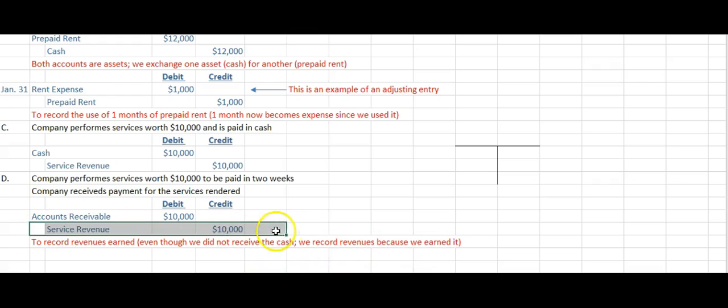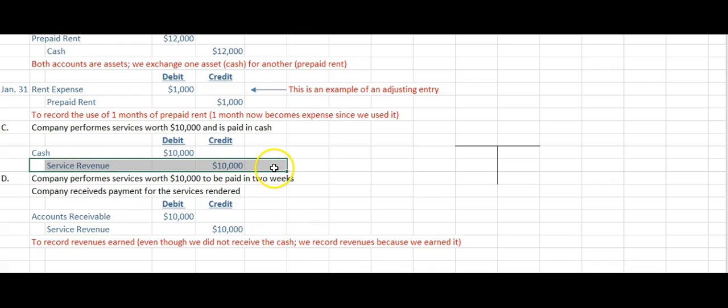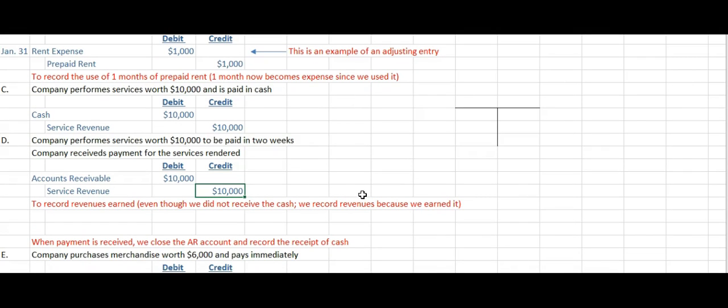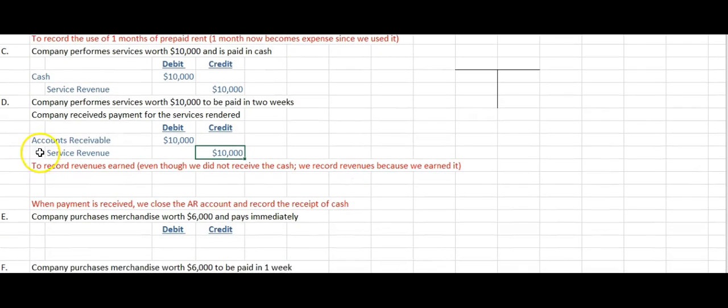To record revenues earned, even though we did not receive cash, we record revenues because we earned it, right? So these two things have book service revenue the same. One of them you receive cash, the other one you didn't, but it doesn't matter. You're still going to book service revenue here. We do accrual accounting, not cash accounting. So we're going to book our revenues regardless of whether we got paid in cash or not. Okay? And then when we get paid, we simply get our cash, 10,000, and we close the accounts receivable.